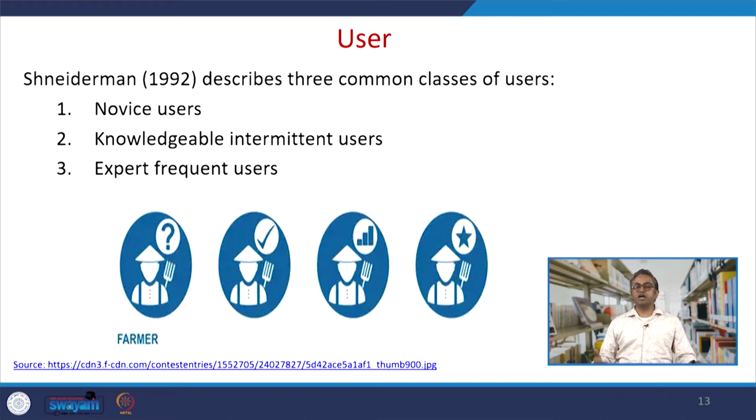As you interact with the computer more and more often, you understand its characteristics, its application, its usage. Hence, you are no longer a novice user or naive user or first-hand user, but you are knowledgeable enough to understand the processing of the computer system, and that is why the intermittent users are there.